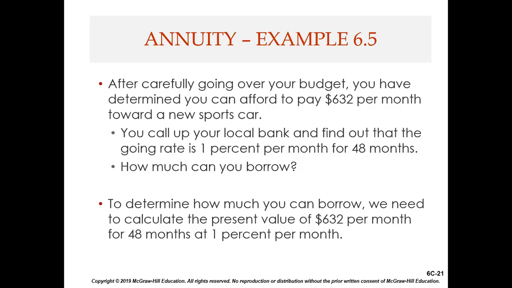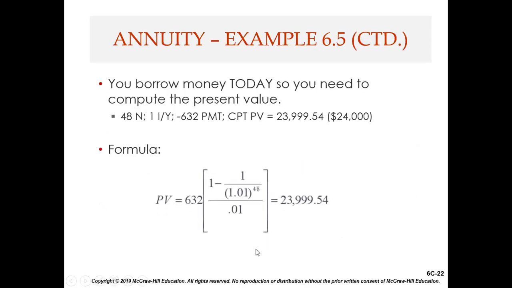So you want to use your arrow keys and make sure your cursor is flashing over the word end and hit enter. So that is now selected. If not, you're not going to calculate the proper amount. Now use your arrow keys to go back up to the PV. Make sure your cursor is flashing there, and alpha, enter. And I'm getting $24,000. $23,999.54. That's actually what I got, but I just rounded it.